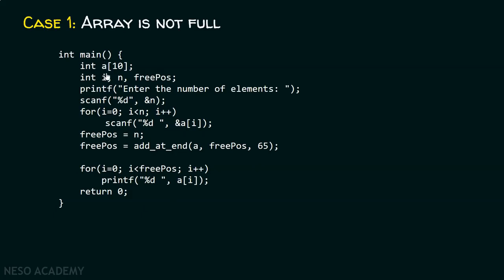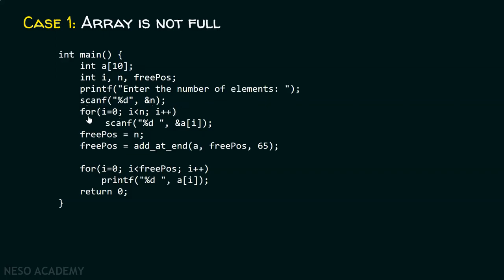Here in this main function, we have this array A which can accommodate up to 10 values, and we have this integer i, n and free pose. These are the three different variables we have. We will see the use of them later. Then we have a printf function which is asking the user to enter the number of elements, and here with the help of scanf function, we will store the number within this n variable.